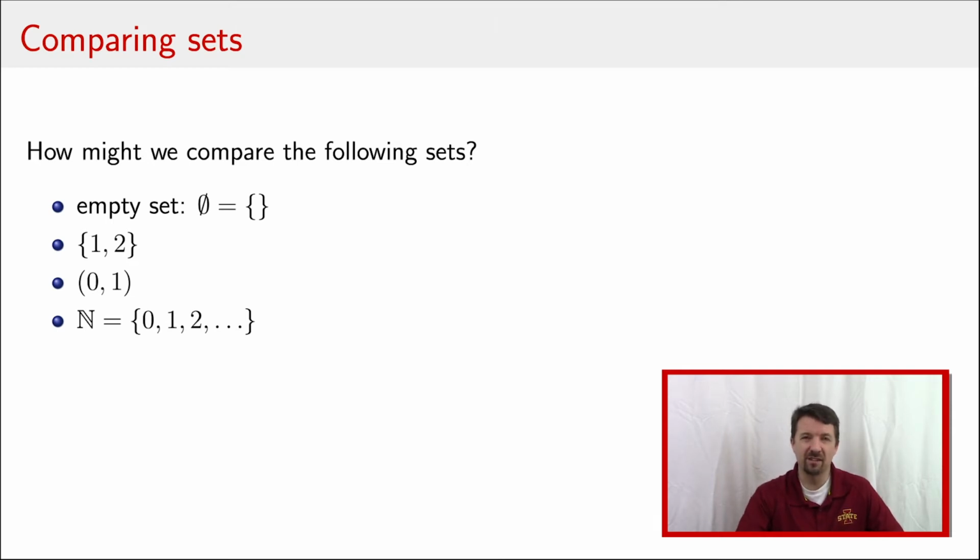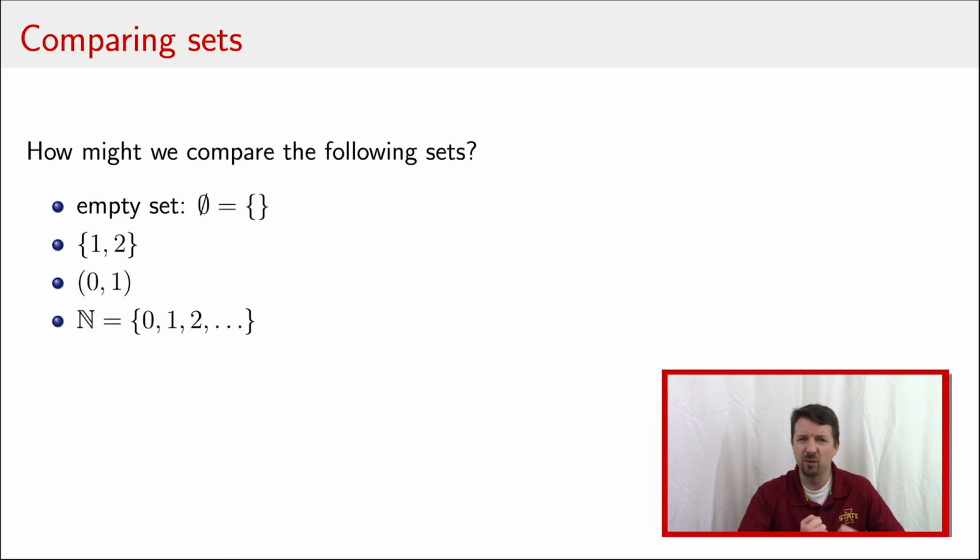But the way we're going to compare sets today is to say, look, we have one set, and we might have another set that has all of those elements. For instance, the natural numbers include the integers 1 and 2, which is one of our sets, right? One of our sets has just the integers 1 and 2.